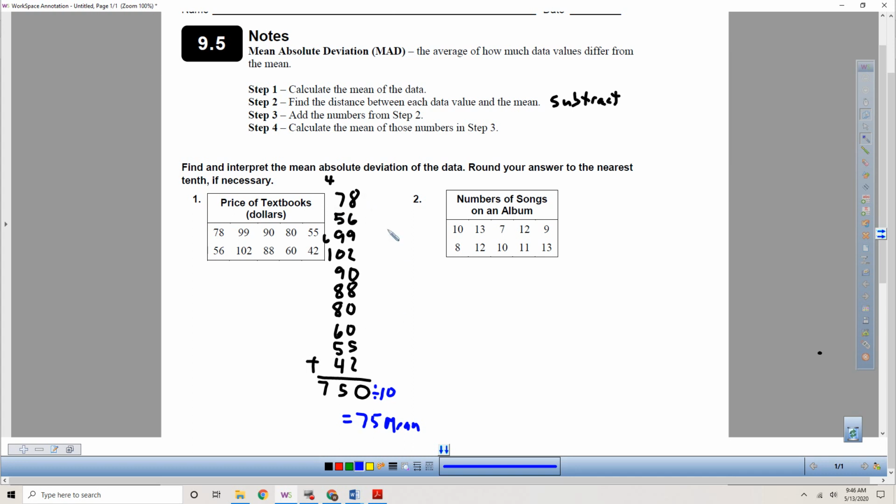So 78, that is 3 away from 75. 56, so I subtract 56 from 75. Let's see, 66, 76, that's 19. 99, let's see, 75, 85, 95, that's 24 away. 102, let's see, that's 25, 27 difference. 90, that would be 15 away from 75. 88 is 13 away from 75.